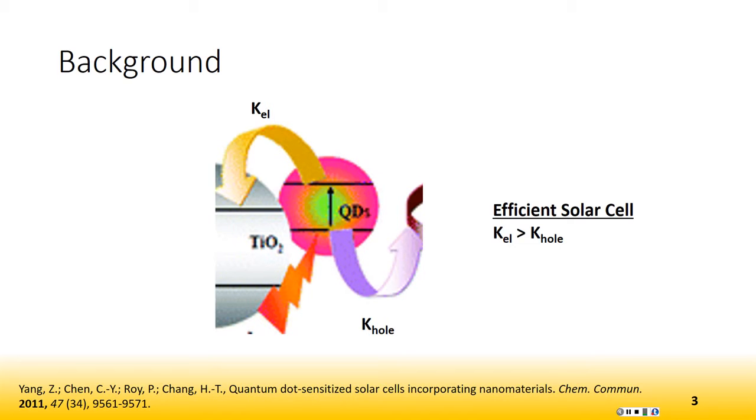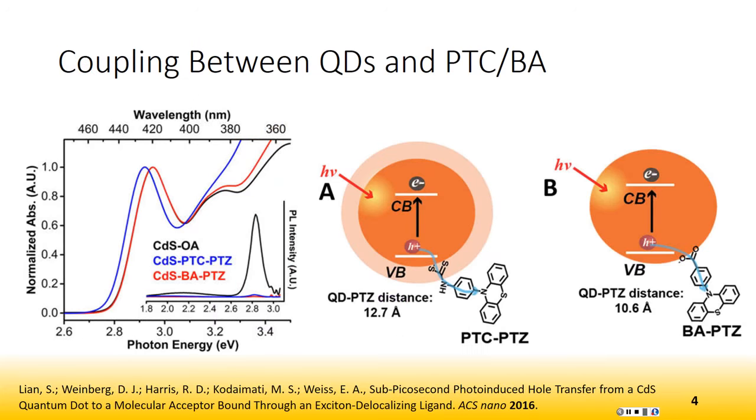So to do that, we want to try and find ligands that will extract the hole from the quantum dot. There was a paper by the Weiss group where they took the same acceptor and linked it through two different linkage groups, one being PTC and one being BA.